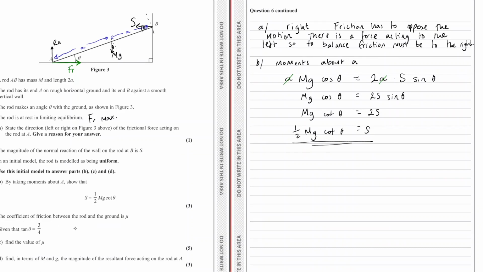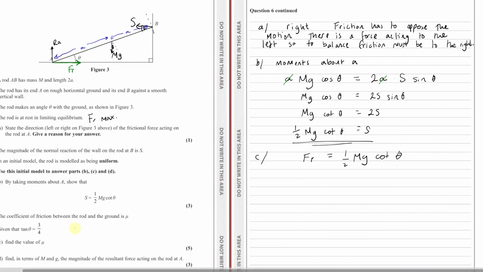The coefficient of friction between the rod and the ground is mu. Given that tan theta is 3/4, find the value of mu. So friction is equal to mu times R. So we can have forces left equal forces right. So friction is equal to half mg cot theta, which is our S.